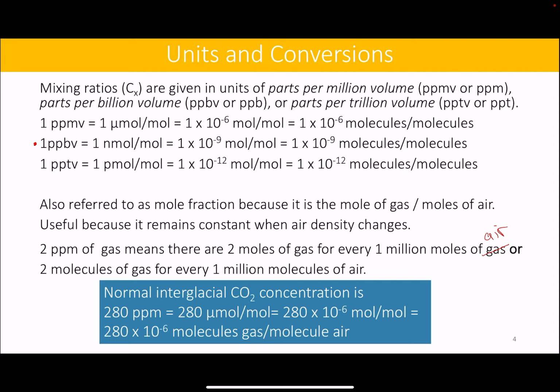So if we think about this in terms of normal interglacial CO2 concentrations, you could say it's 280 ppm, or 280 micromole per mole, or 280 times 10 to the minus 6 mole per mole, or 280 times 10 to the minus 6 molecules of gas per molecule of air. And so in the prac question, I'll give you concentration as ppb, and you'll want to convert it to molecules of gas per molecule of air.